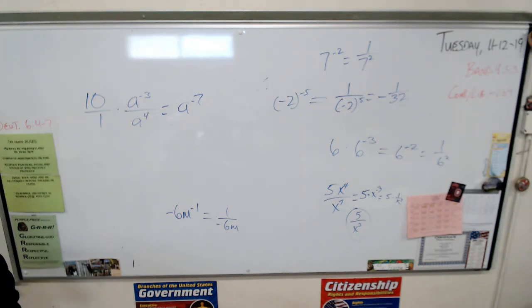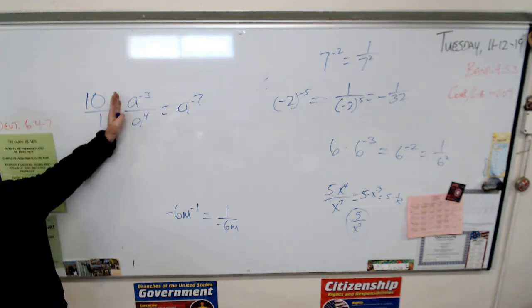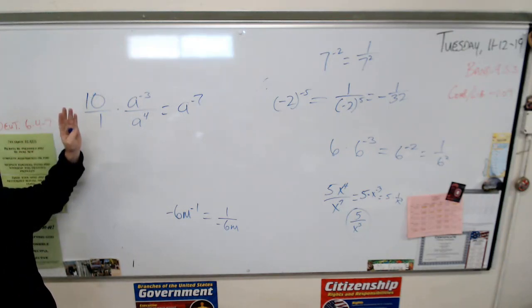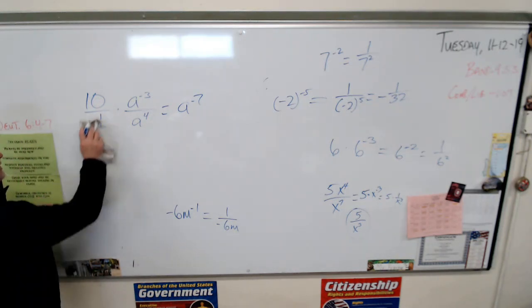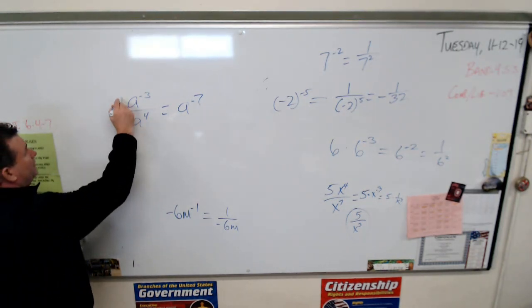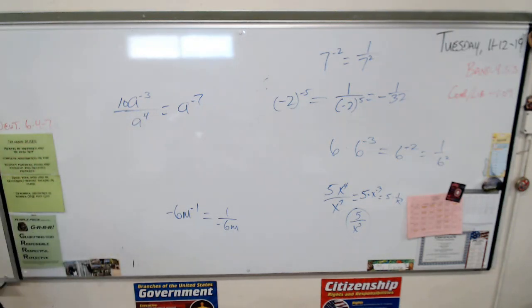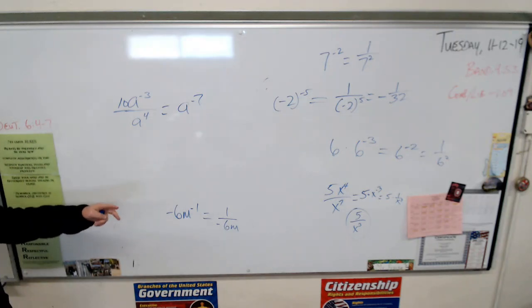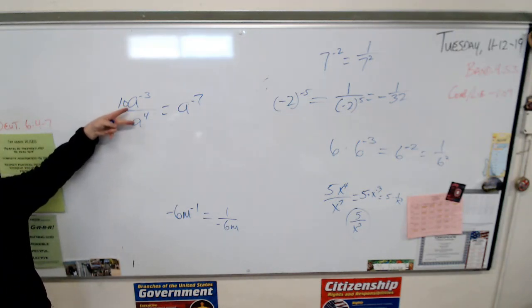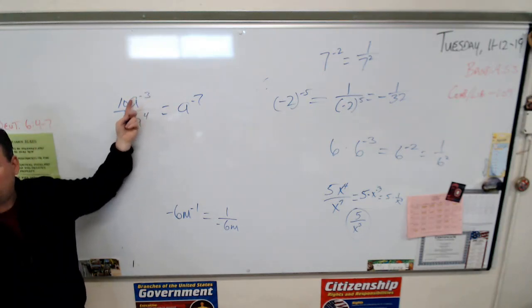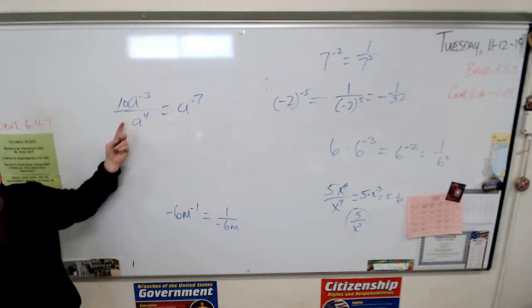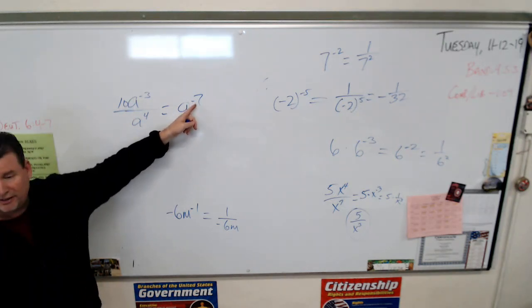Dear, I was saying when you multiply fractions, you just multiply them together. I'm trying to get you to see this without the 10 being there. I'm trying to get you to see that this 10 over 1 times that is the same as 10a to the negative 3. Same thing. So I'm forgetting about the 10 right now. I'm just isolated on my like bases, a to the negative 3 and 4. When I divide, I subtract, so I get a to the negative 7.